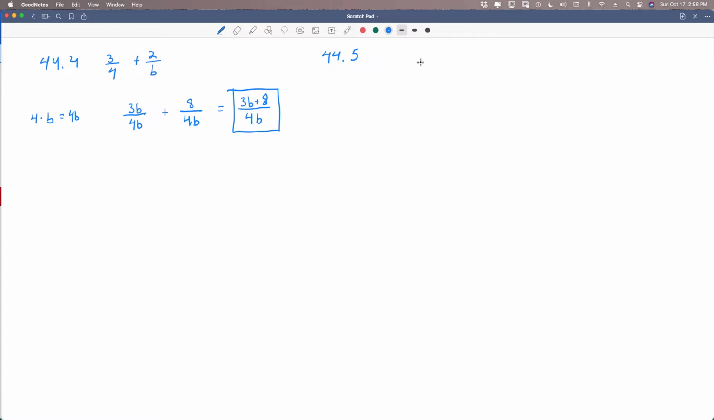So for number 44.5, we have 4b plus 1 over c plus 1 over 2. So what would our least common multiple be? 2 times b times c, or 2bc. That's our least common multiple and our common denominator. So let's make our fractions with their common denominator.